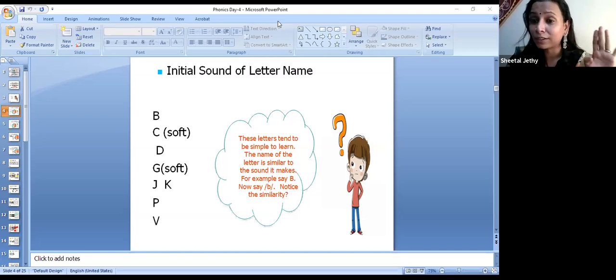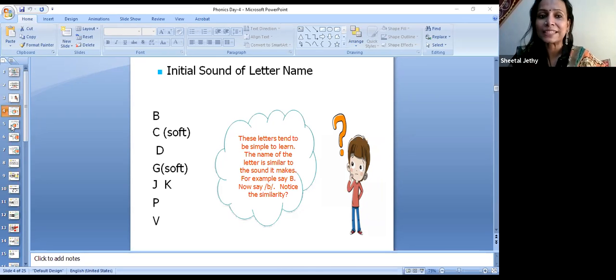So if you listen to their names, and you try to connect it to how things are pronounced, or how phonetically they sound, what is the phonetic sound which they make, their names are very, very similar to what they are called. Okay, so this is the first set of letters.